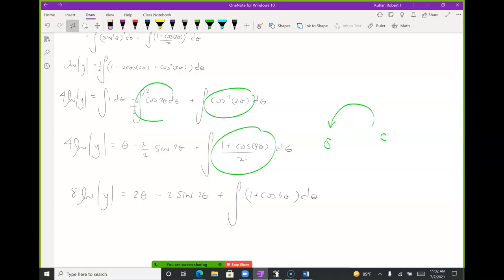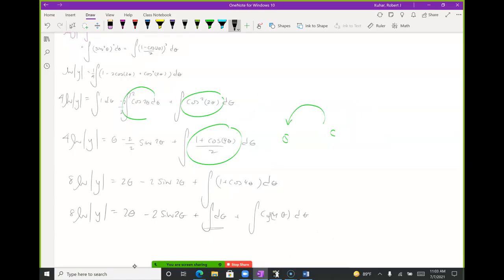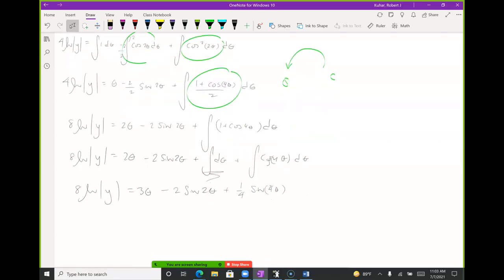Nice. So I have another divide and conquer here, right? So 8 ln of absolute value of y equals 2 theta minus 2 sine 2 theta plus the integral d theta plus the integral of cos of 4 theta d theta. All right, so the integral of d theta is just theta, so I'm going to get 8 ln of absolute value of y equals 3 theta minus 2 sine 2 theta plus 1/4 sine of 4 theta, since the antiderivative of cosine is sine. And I did that u sub in my head. Let's just ignore the constant for me, please, because it's horrible.